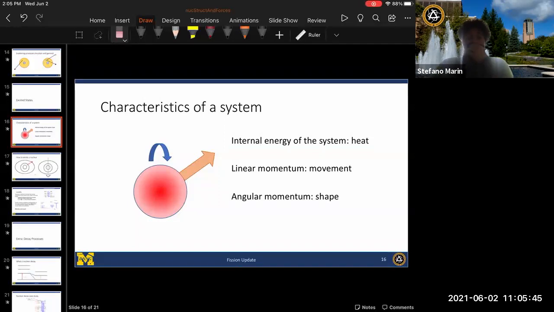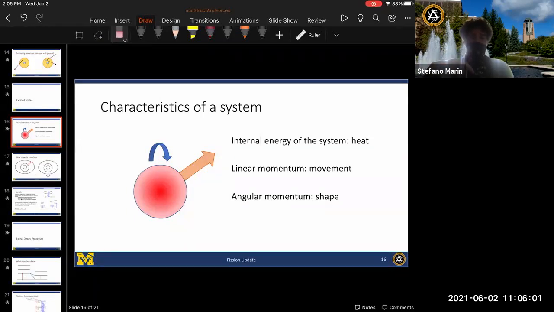There is also linear momentum. This is how the nucleus moves through space, going left to right, up to down, stuff like that. That is not very interesting to us. The fact that it moves doesn't really tell us anything about the nucleus itself.